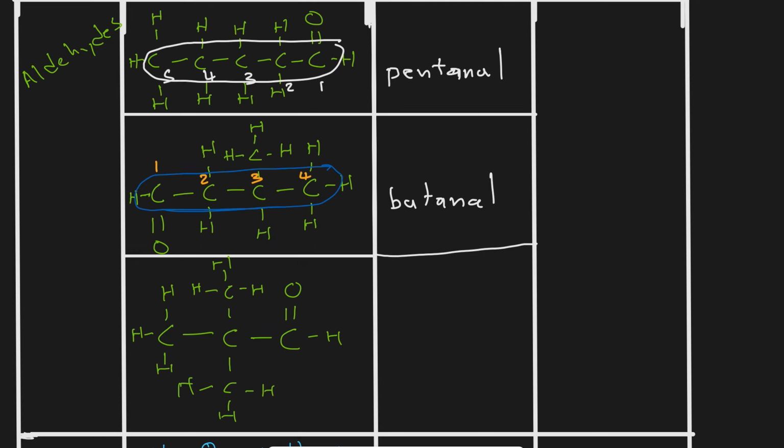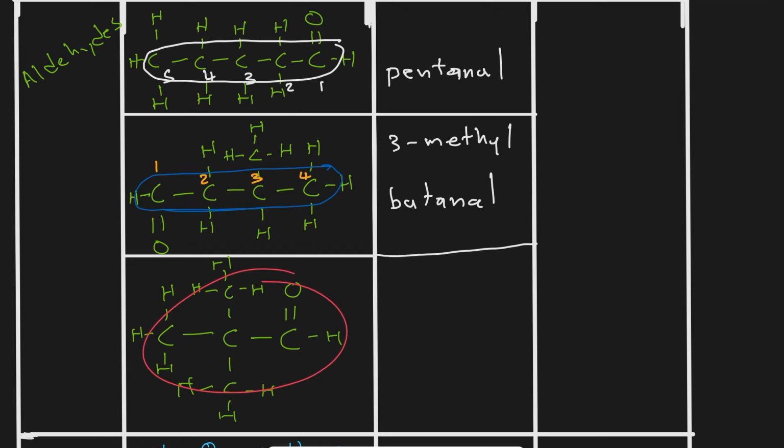Now you will also have to label the branch. You can see the branch is on the 3rd carbon, because we always give preference to the functional group. So this branch is on the 3rd carbon, so it is going to be 3, and the branch is a methyl. So the name of this compound is going to be 3-methylbutanal.